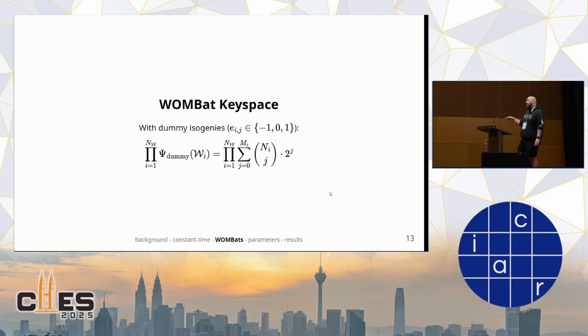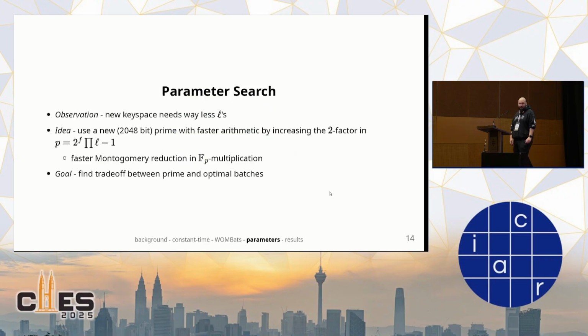We can improve on this a little bit, which is what we implemented in this version of the paper, if we allow for dummy isogenies. So we can trade off dummy freeness and having a version with dummies and save some more isogenies because we get an even better combinatorial effect in our key space. So what this allows us to do is make the following observation. Because we have this nice effect, we need way less Li in our prime to achieve the same key space.